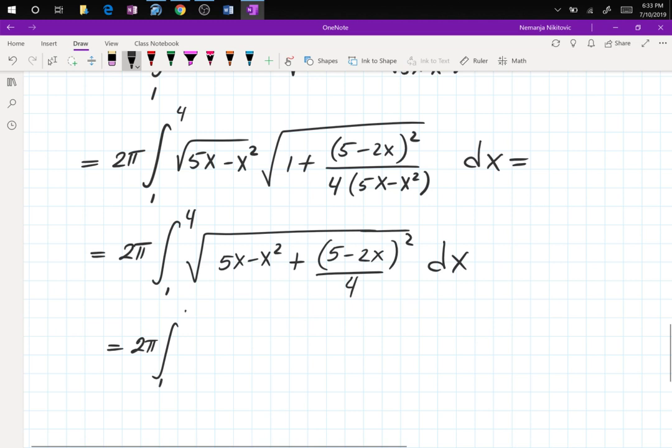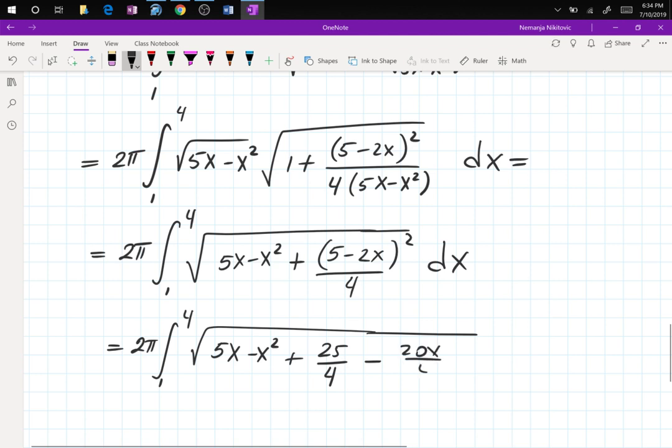So 2 pi integral 1 to 4 square root of 5x minus x squared. It's time for me to square this on top. That's going to be 25 over 4. You see, you are squaring the top; 4 is not getting squared, so it stays as a 4. So 5 squared. Now we have minus the first times the second, doubled. So that's 20x divided by 4. And then finally the last term is plus 4x squared divided by 4. And then we have dx at the end.